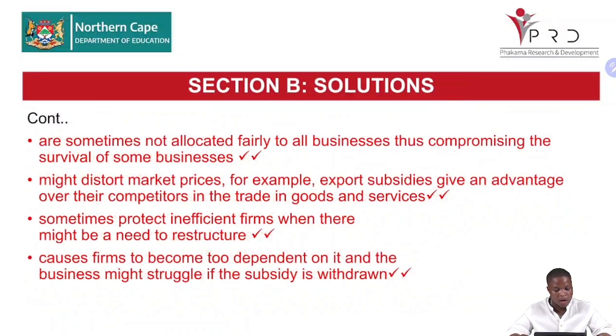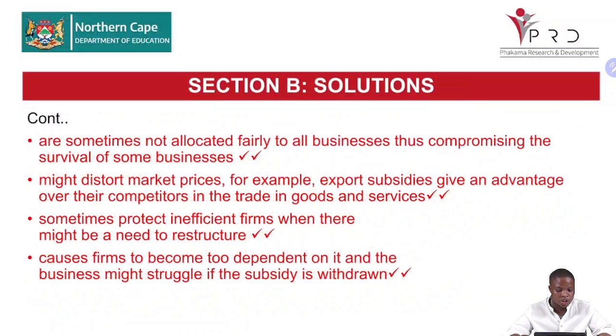Right, we are continuing with the question on producer subsidy. Subsidies are sometimes not allocated fairly to all businesses, compromising the survival of other businesses. Sometimes other businesses are not given the same subsidy, so they may not be able to compete with businesses that are provided with subsidy, because their cost is less, and then they may suffer. That is a negative impact.